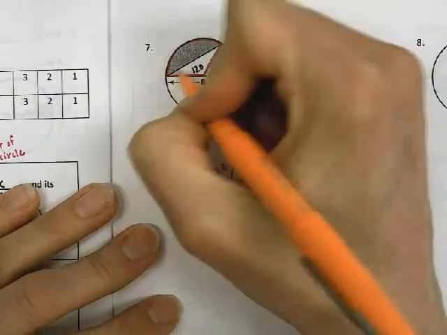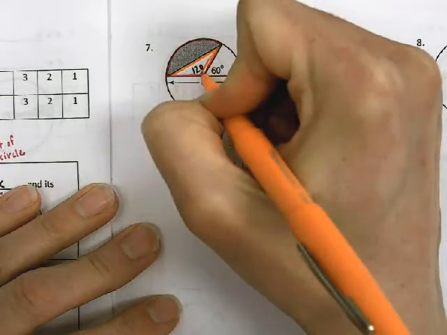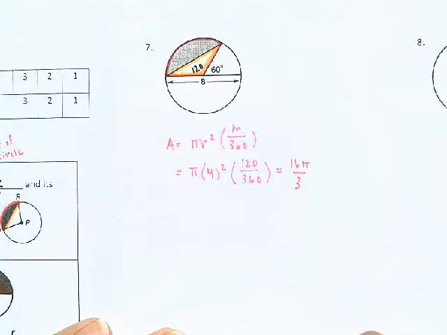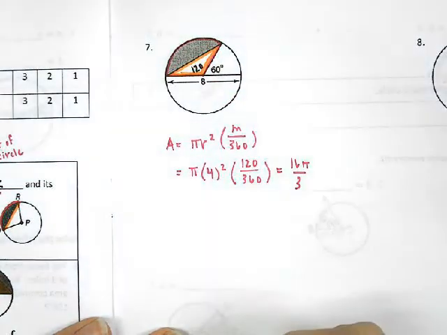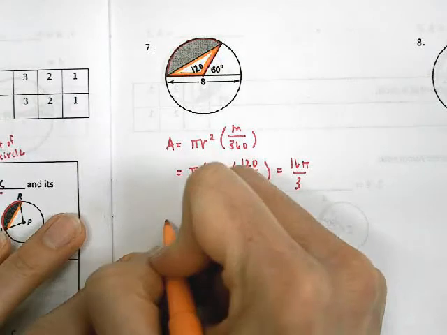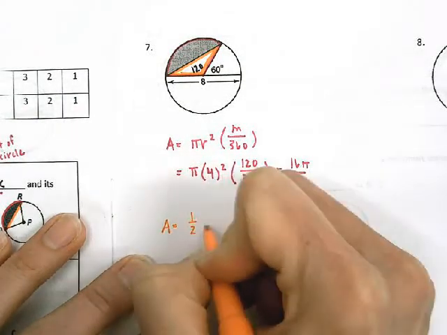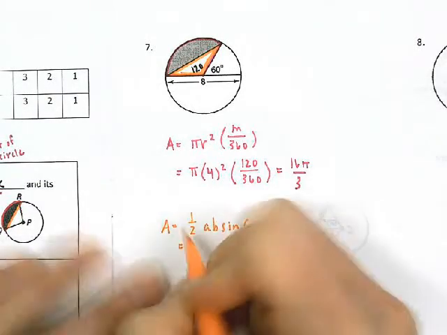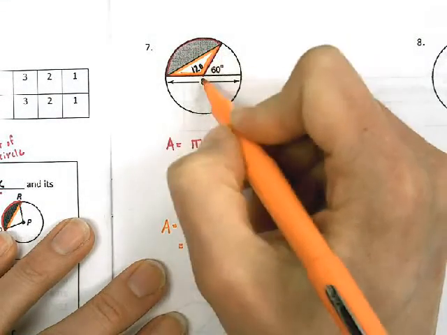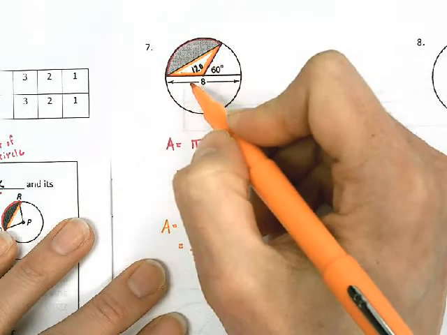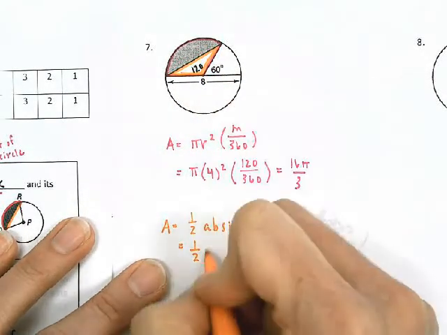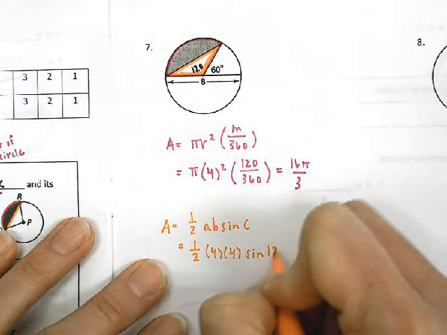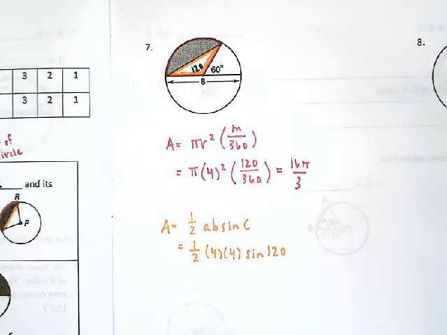Now, our second step is still the same. We have to subtract out the triangle here. But you'll notice that triangle is not a right triangle anymore. That angle is 120 degrees. So we can't use half base times height. Here we're going to have to use half AB times the sine of C. So now our A and our B, the sides of that triangle, are both going to be the radii of our circle, which we know is 4. And then I'm going to take the sine of that angle, which is 120.